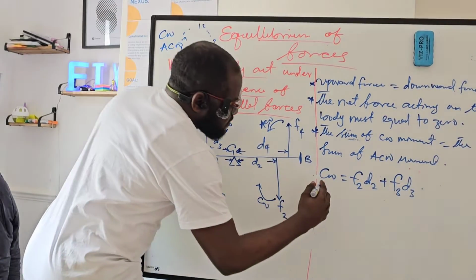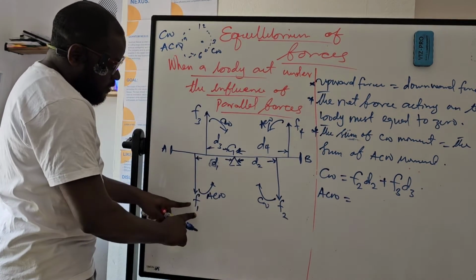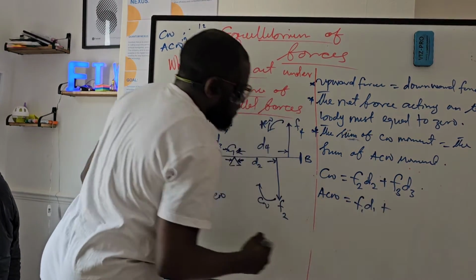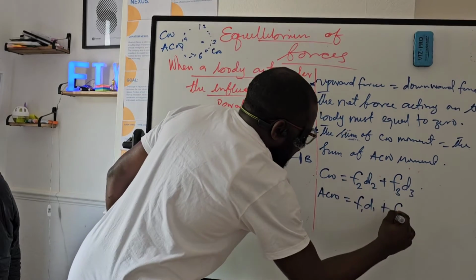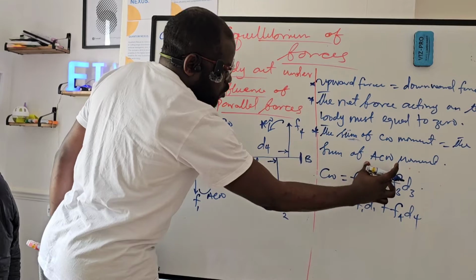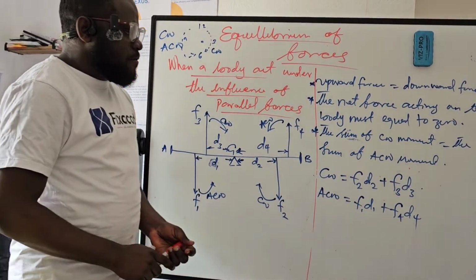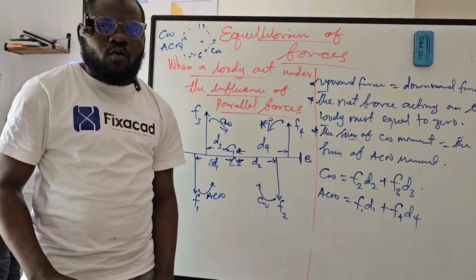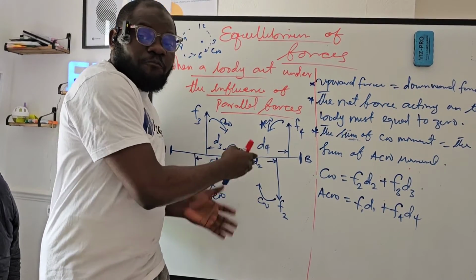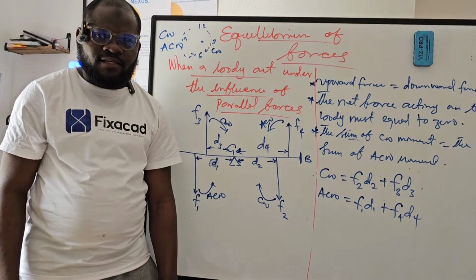Now, for anti-clockwise moments, I'll be having what? F1 times what? D1. So F1 D1 plus F4 times D4. F4 D4. So this must equal to this. That's what they mean by the sum of the clockwise moments must equal the sum of anti-clockwise moments. And that's the condition for this body that is acting under the influence of parallel forces to be at equilibrium. I hope it's clear. All right.